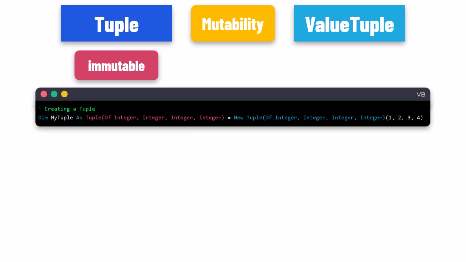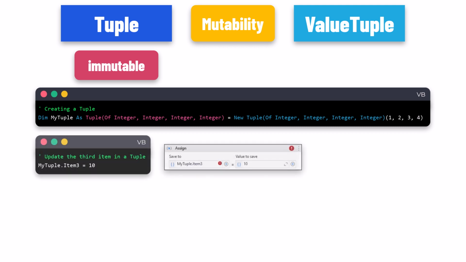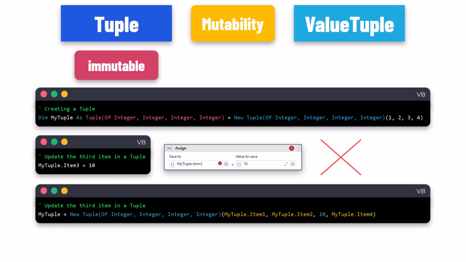Mutability is a big one. Tuples are immutable, just like the lookups. Once you create a tuple, you can't change its elements. For example, the following tuple holds 4 elements of type integer. If we want to change the third element, we cannot use this statement. We have to create the tuple again, like this. So, it's immutable and we cannot change its elements.